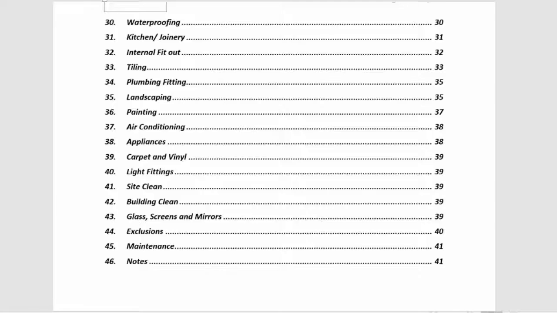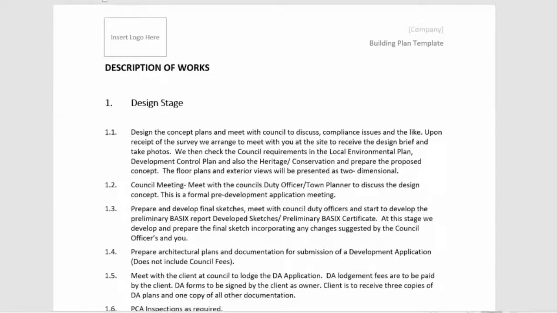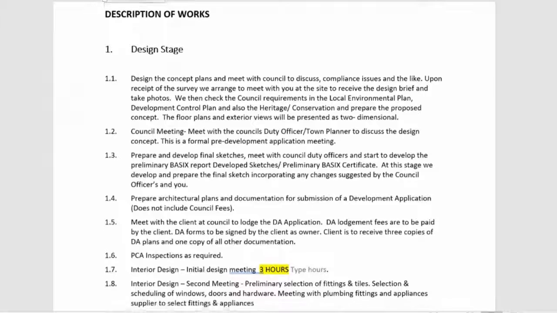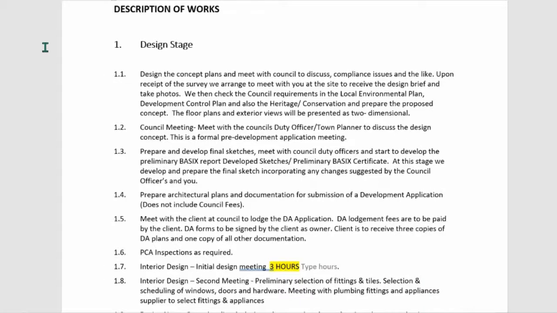Now every one of these is going to have a subset of bits and pieces underneath it. So we'll go through and we'll have a look at all these bits and pieces here now. We're not going to read everything line by line, but it basically just gives you an idea of what is in this building plan to make up a recipe to design your very own quote that you can give to the client. So you may or may not use all of these.